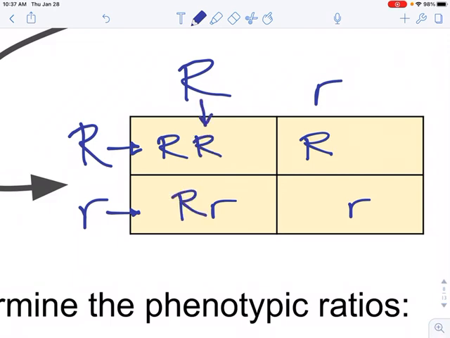And we're going to follow the law of dominance, which states that we always write a heterozygous genotype with the dominant allele first. We would never write it like this. Okay, that goes against the law of dominance. And then we'll carry this little r down into its boxes.